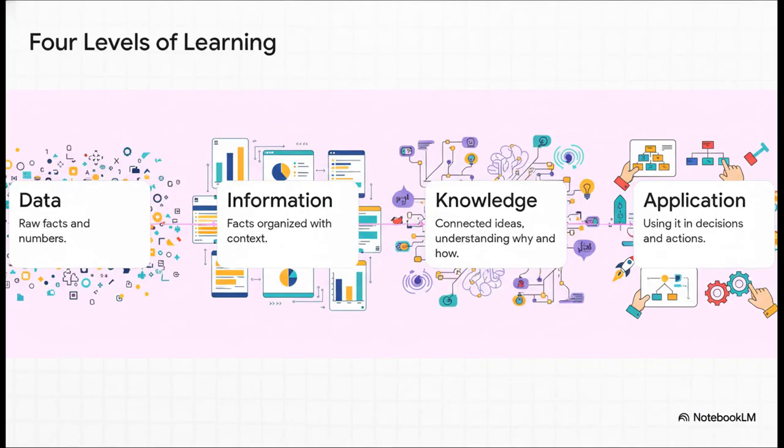First, it really helps to see that learning happens in levels. You start with just raw data, like random facts. When you organize those facts, it becomes information. But here's where the magic happens. When you start connecting those ideas, you build knowledge. And finally, when you actually use it, that's application. The problem is, most people get stuck at the information level. Today, we're going all the way.